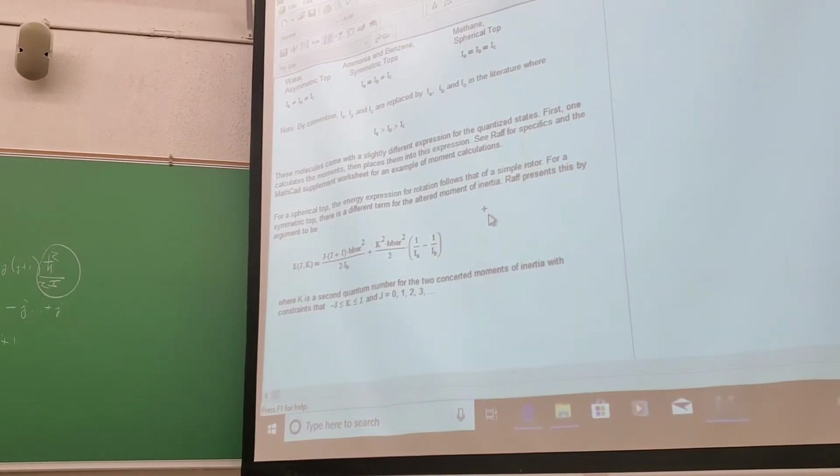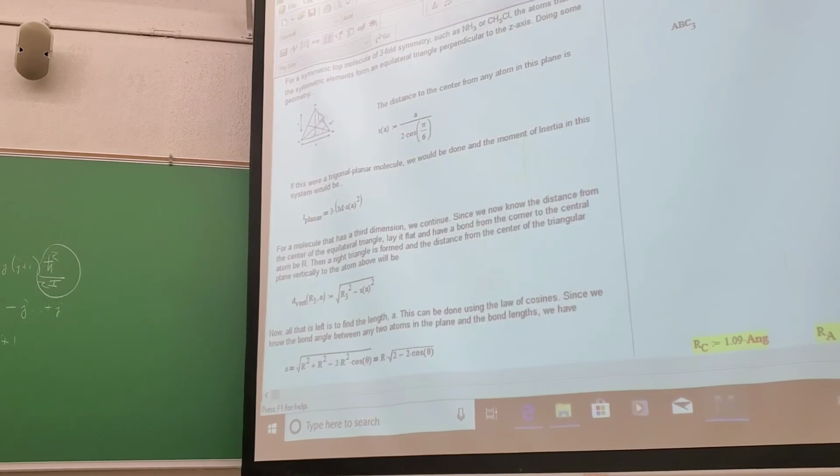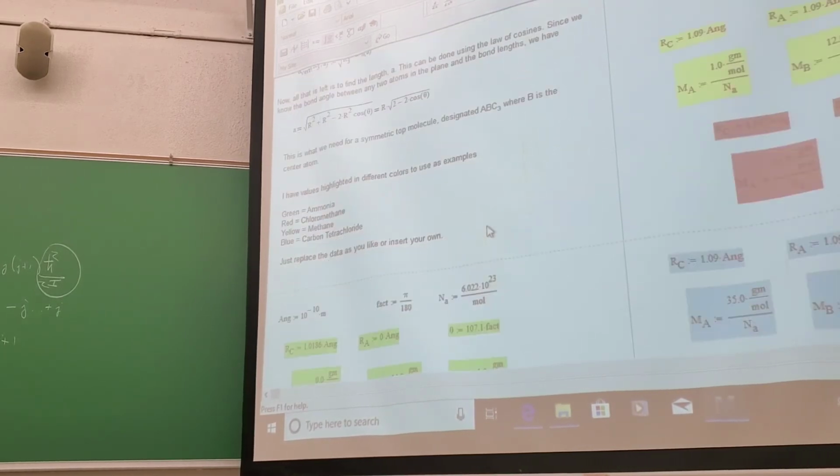And then I say compute the moments of inertia for ND3, where D is now deuterium. That's where you can use this worksheet. So go back to the C3V worksheet that I provided for you. This does all the development just like we did for this system here. So I have the worksheet here.